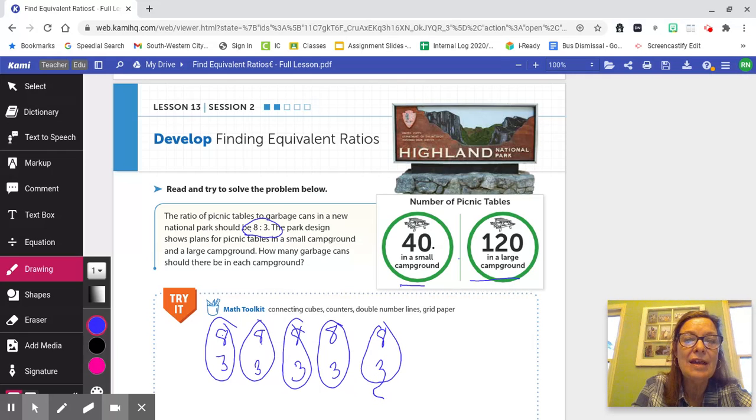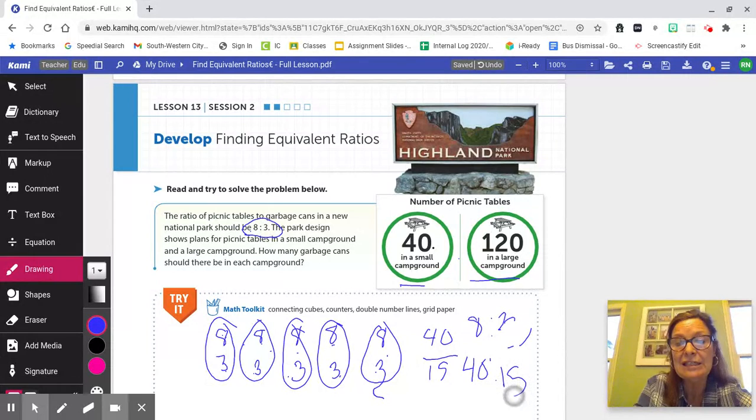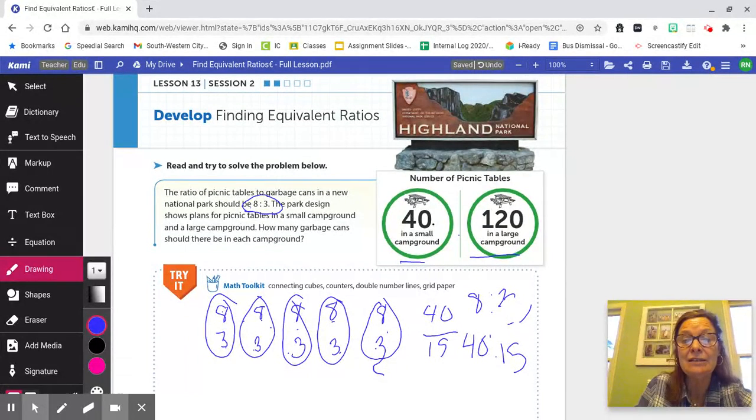Let's see. So now 40. 1, 2, 3, 4, 5. 5 times 8 is 40. So I have 40 picnic tables. So how many garbage cans do I have? 3, 6, 9, 12, 15. So when my ratio was 8-3, I'm going to have a 40-15 ratio. So my number of garbage cans for the small campground would be 15.